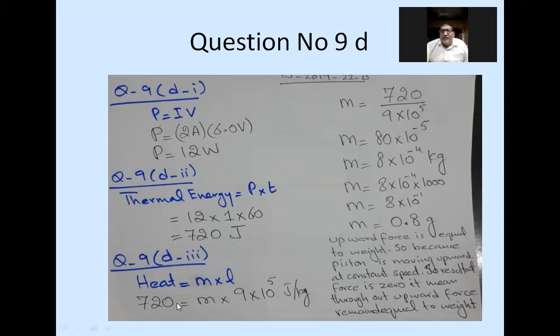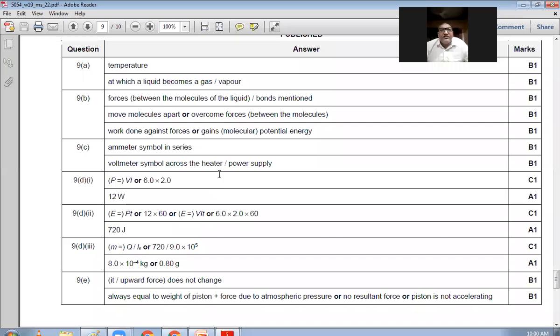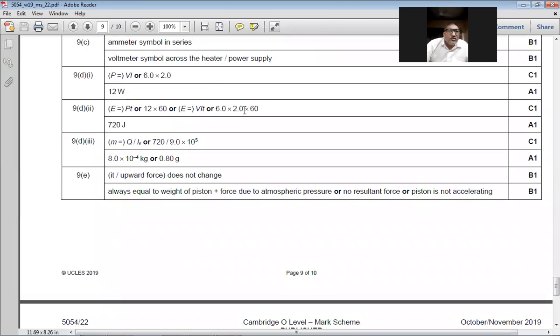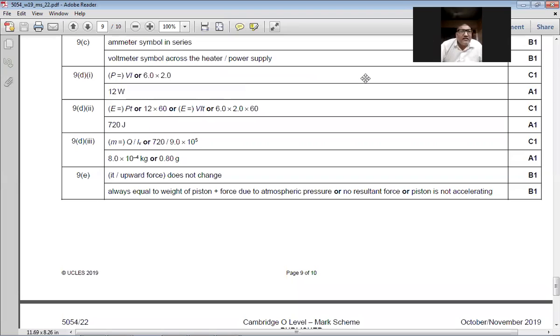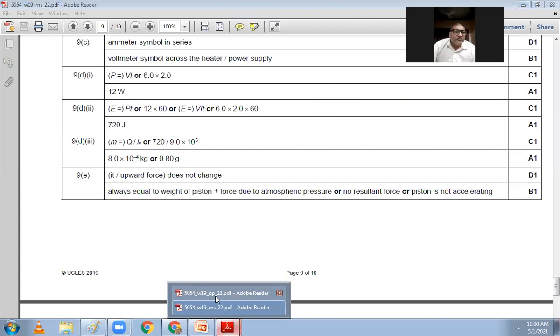Let me show you the marking scheme. So you can see marking scheme 12 watt and 720 joules. So our answers are right. Okay. So let's go to the next question.